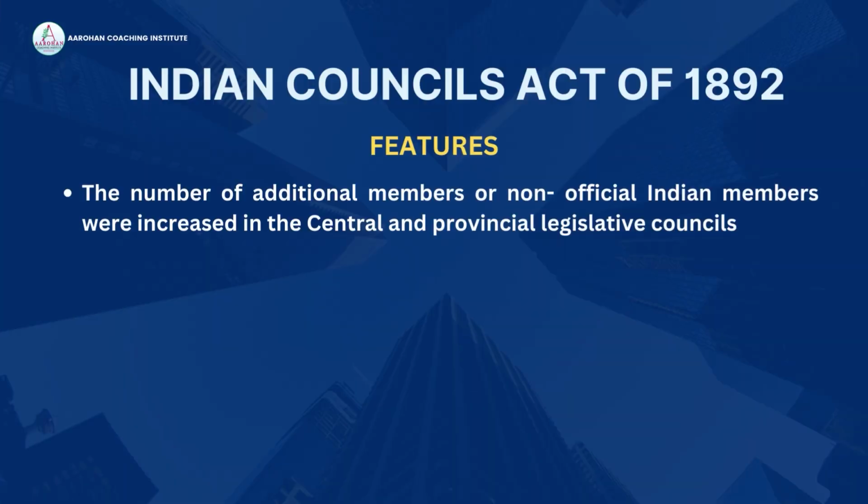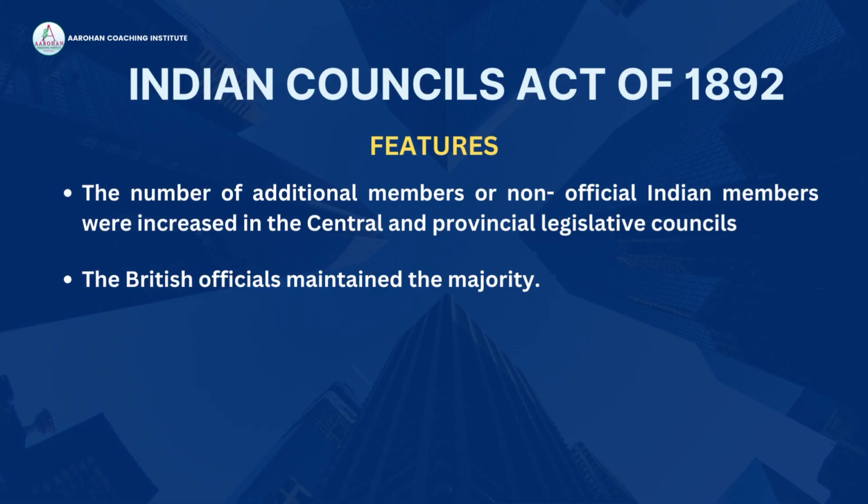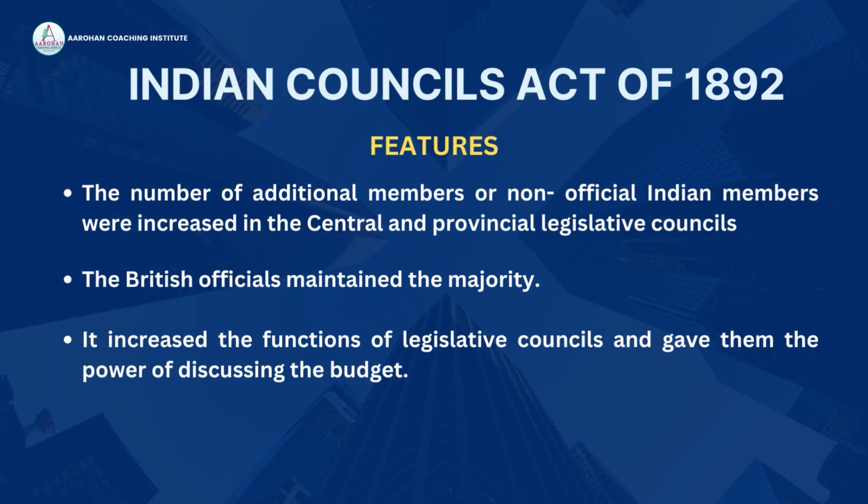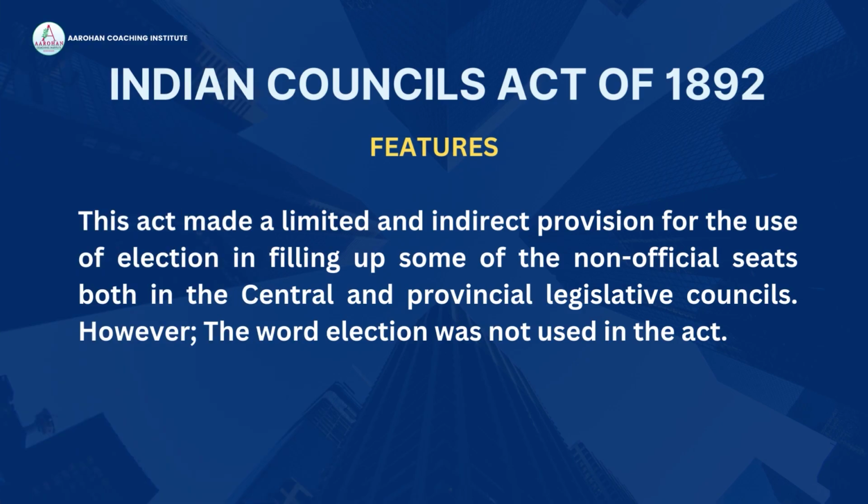Under this act, the number of additional members or non-official Indian members were increased in the central and provincial legislative councils, but the British officials maintained the majority. It increased the functions of legislative councils and gave them the power of discussing the budget. This act provided for the nomination of some non-official members, Indian members. This act made a limited and indirect provision for the use of election in filling up some of the non-official seats both in the central and provincial legislative councils. However, the word election was not used in the act.